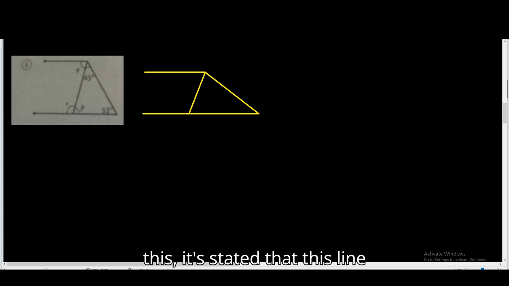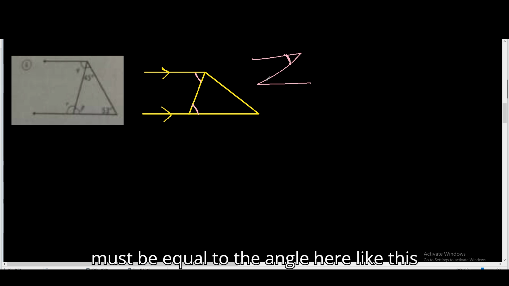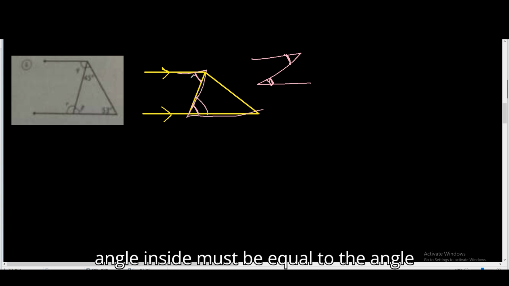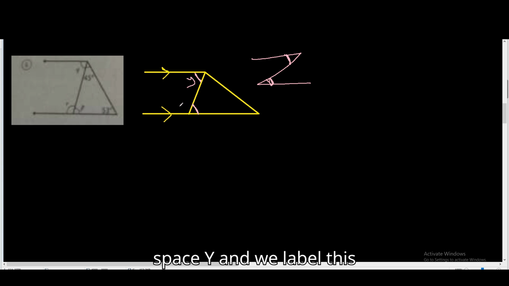Now, if you look at this, it's stated that this line is parallel to this line. What does it mean when they are parallel? It means they're going to have what we call alternate angles. This angle must be equal to the angle, like when you write the letter Z. So this angle here must be equal to the angle here, like this letter Z with this line. The angle inside must be equal to the angle on the other side. So let's take a look at that. Maybe we label this place Y and we label this P, then we label this R.